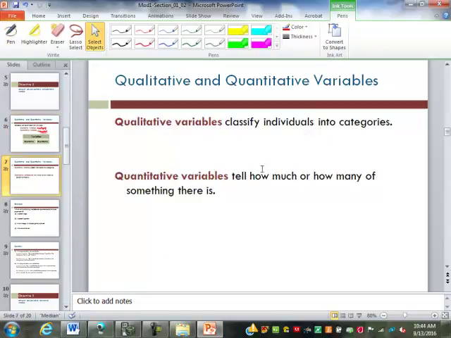So for qualitative variables, as we said, they classify individuals into categories. Qualitative is often called categorical data. Quantitative, you're looking at how much, how many, or how big something is.